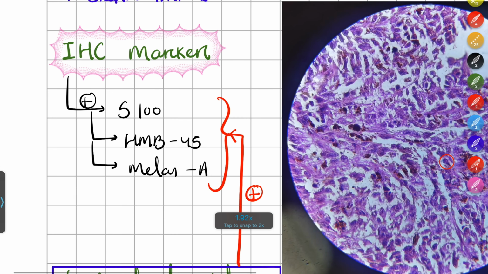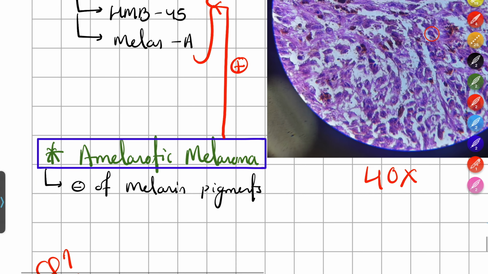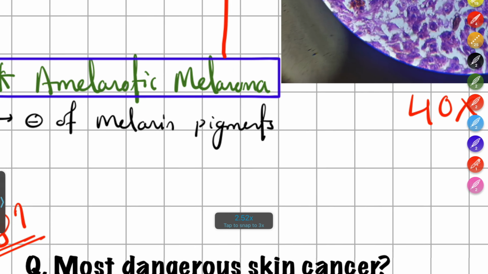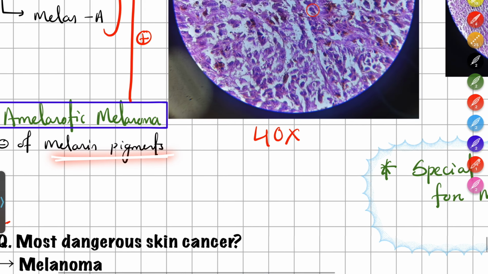So let's go to the IHC markers, that is immunohistochemistry markers. S100, HMB45, Melan A, those are positive markers of the melanoma. And let's see what is amelanotic melanoma. The amelanotic melanoma is the absence of melanin pigments in the melanoma.